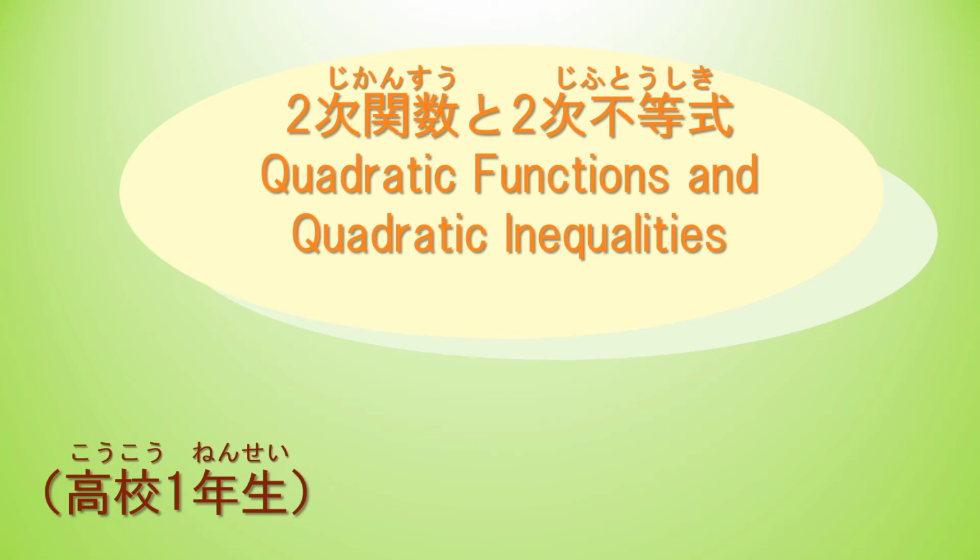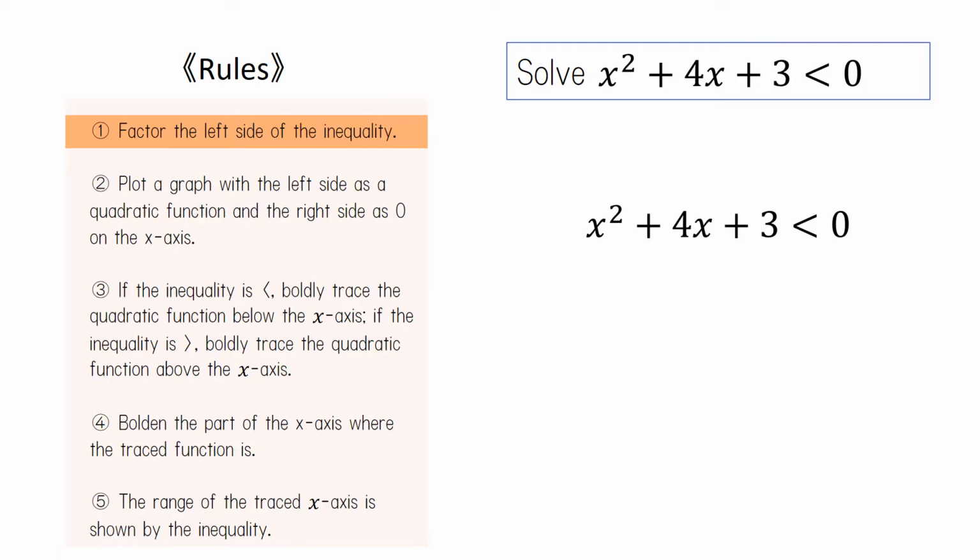In this lesson, let's learn about quadratic functions and quadratic inequalities. 2次関数と2次不等式。In this section, we'll go over how to solve x squared plus 4x plus 3 is less than 0. First, factorize the left side.